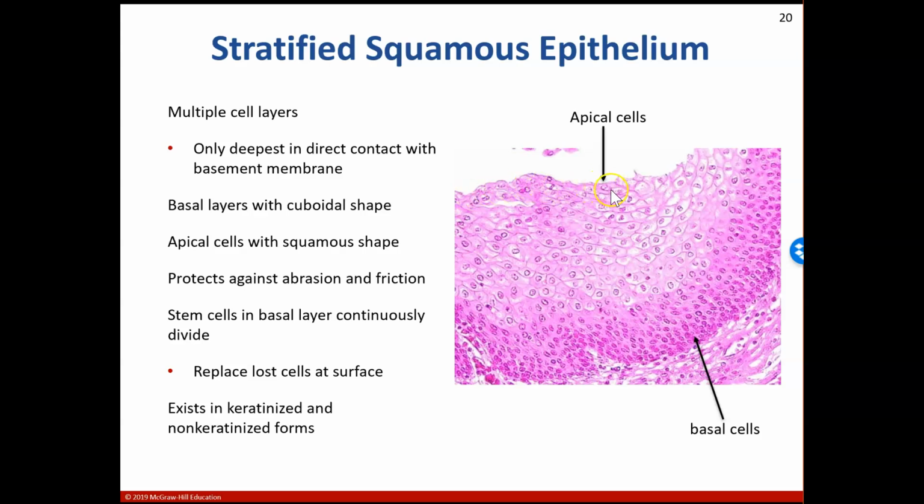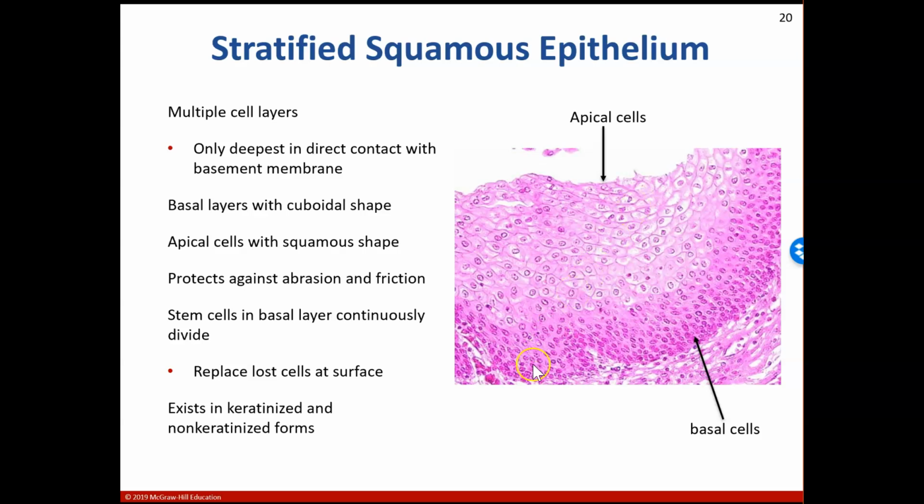But even though this is stratified squamous epithelium, as we move toward this basal region, we'll see that the cells will almost have more of a cuboidal type of shape. And this type of tissue helps protect against abrasion and friction. We're also going to have special stem cells down in this basal layer that are going to continuously divide. So we'll start to lose some of these cells in the apical layer, and these basal cells down here will go through mitosis, creating new cells, and those new cells will slowly rise up toward the apical surface, and the whole cycle will happen again.